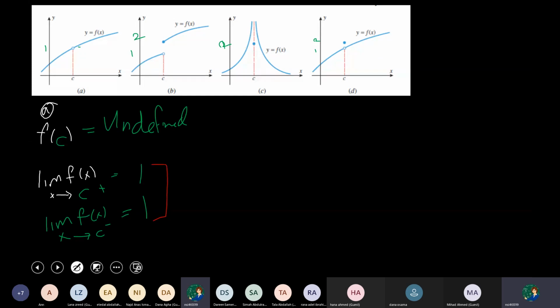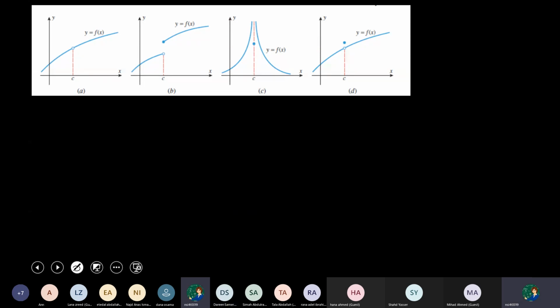So can I say that the function, the first curve f of x, is continuous at graph A? No. Because of that, I can say that the function is not continuous at x equal C for the first one here.